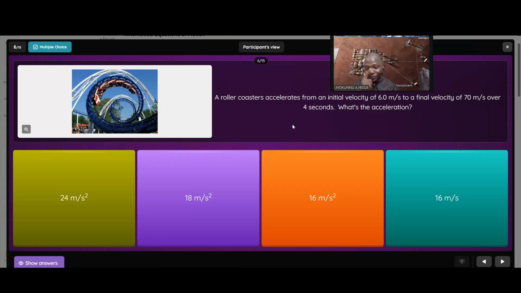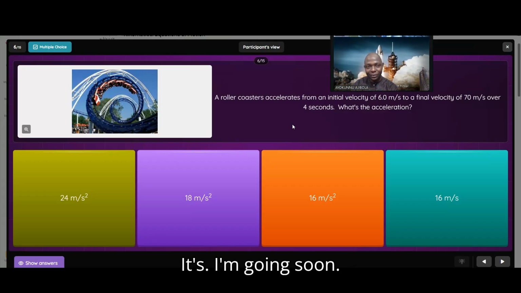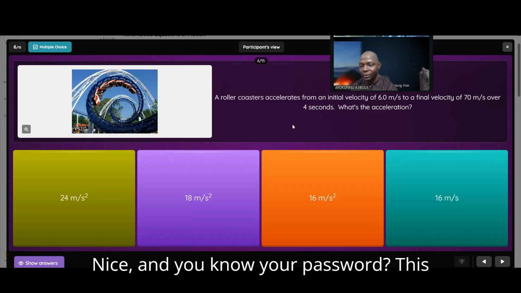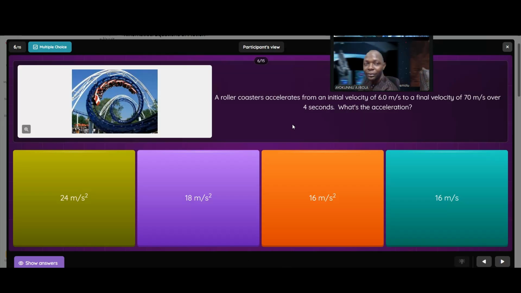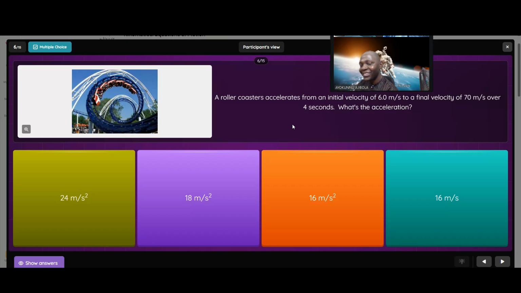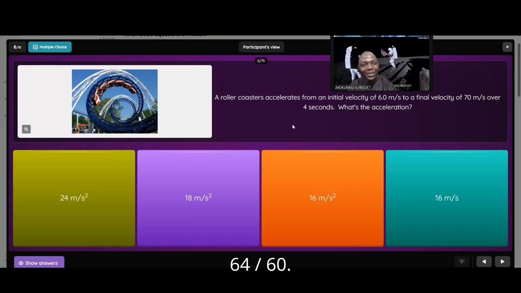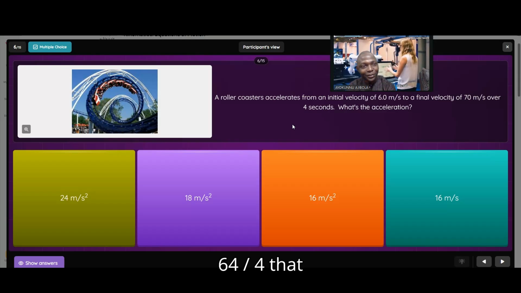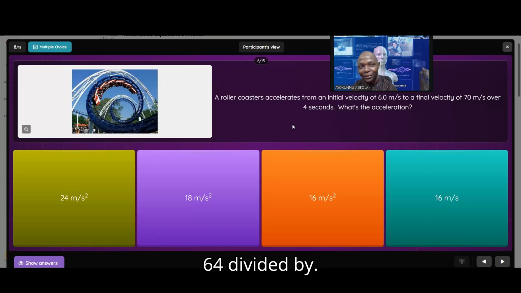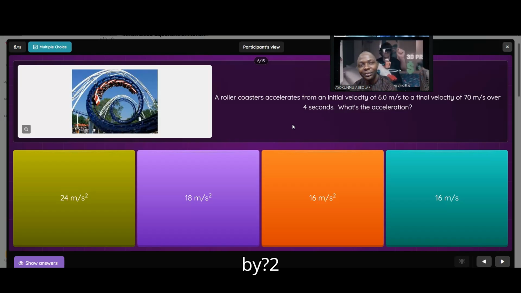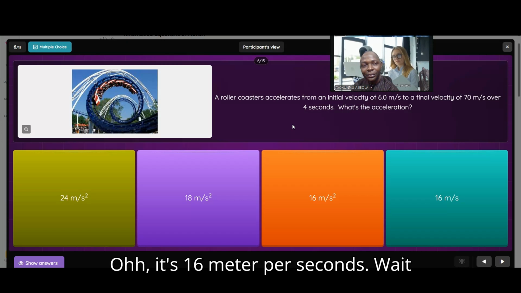So what's your answer? Are you sure? 64 divided by 4. 64 divided by 2 is 32, and 32 divided by 2 is 16. Oh, it's 16 meters per second.